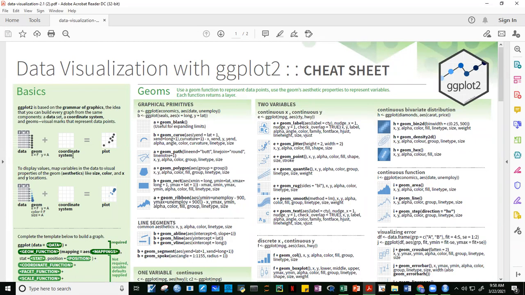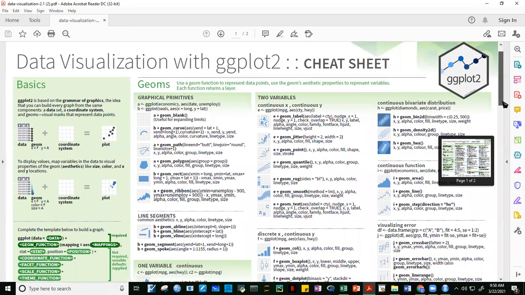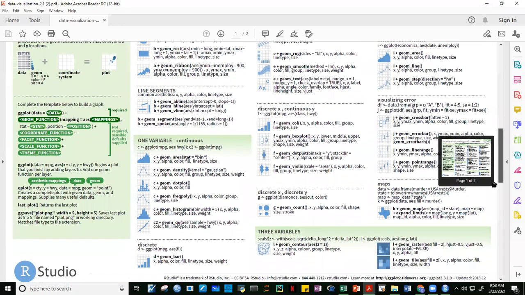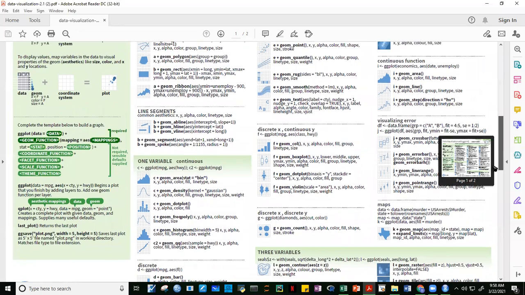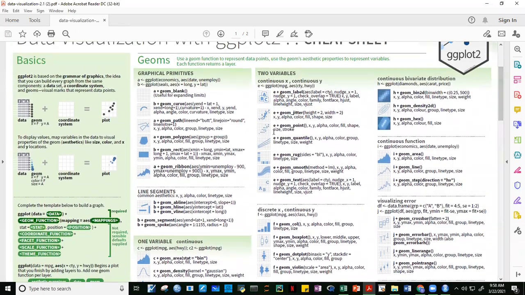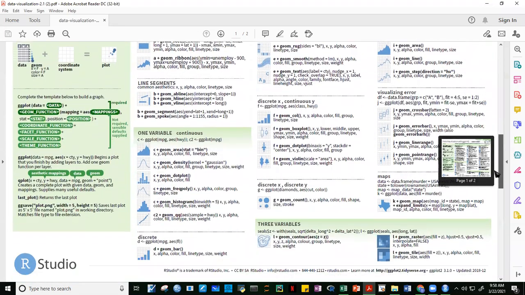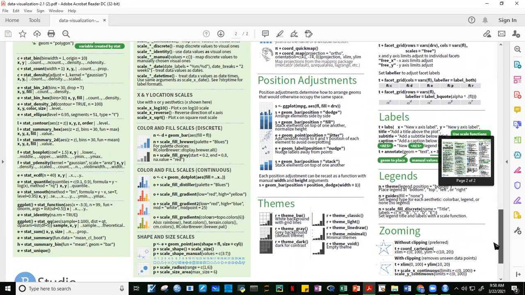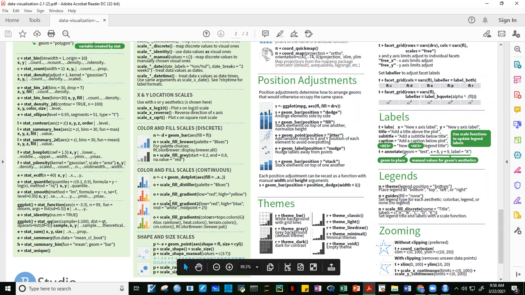So again, three parts, no? Data, the mapping aesthetics, and the geometric. The geometric, guys, also has aesthetics. Okay, so we will have examples, of course. I just wanted to point this out to you. You can use this as a guide when you're plotting a particular chart using ggplot2. Of course you can have colored plots.